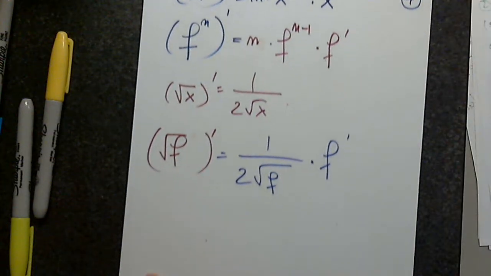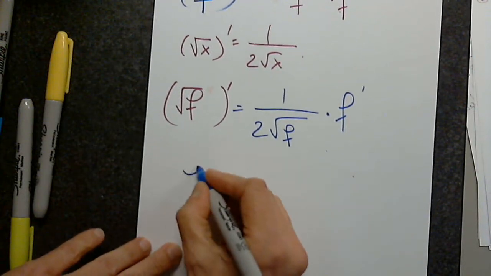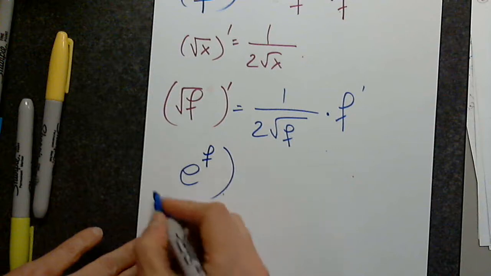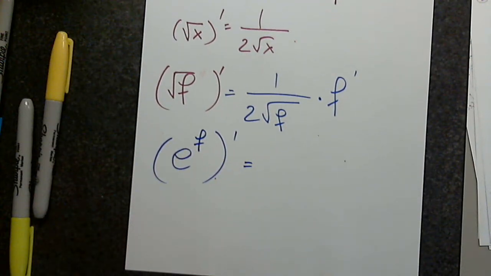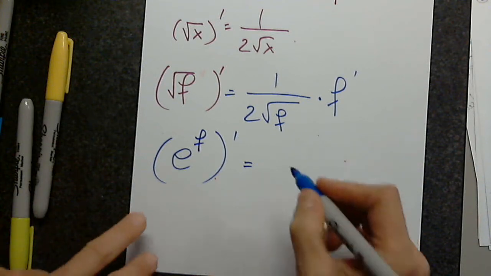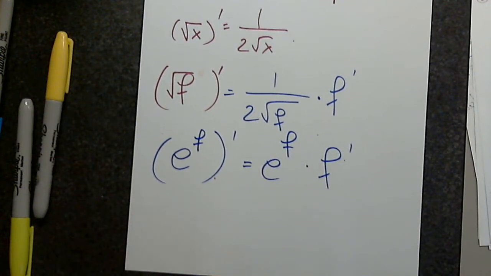Now here's another example for you, and then I'll let you choose. E raised to a function prime. Is it e to the f times f prime? Exactly. E to the f multiplied by f prime. Why? Because e to the whatever is the only function. E to whatever. Exactly. Any questions on this?